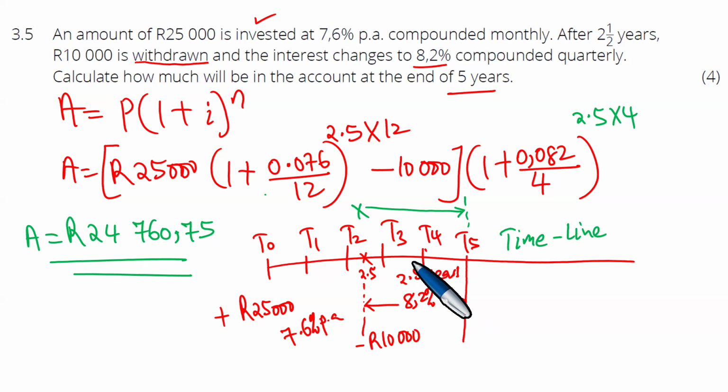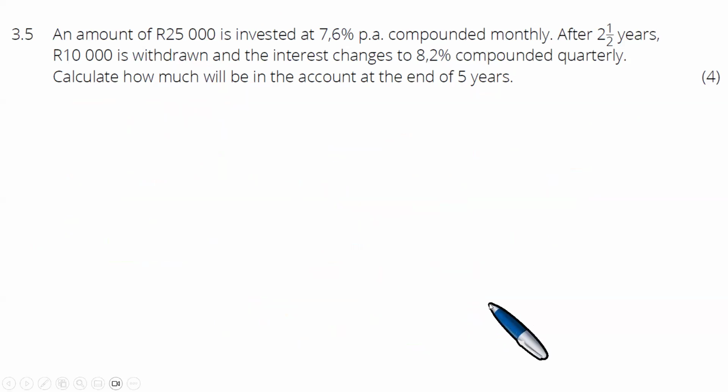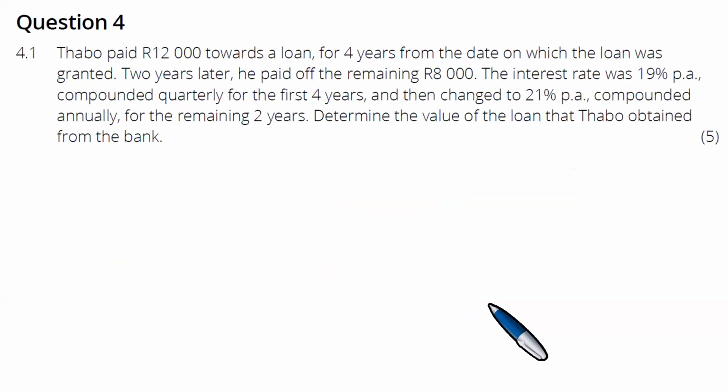We move on to the next question. The next question is about a gentleman whose name is Tabo. Tabo paid 12,000 Rand towards a loan.